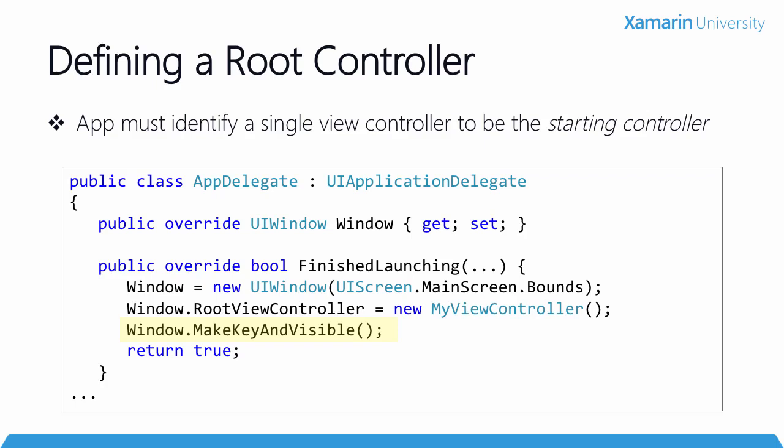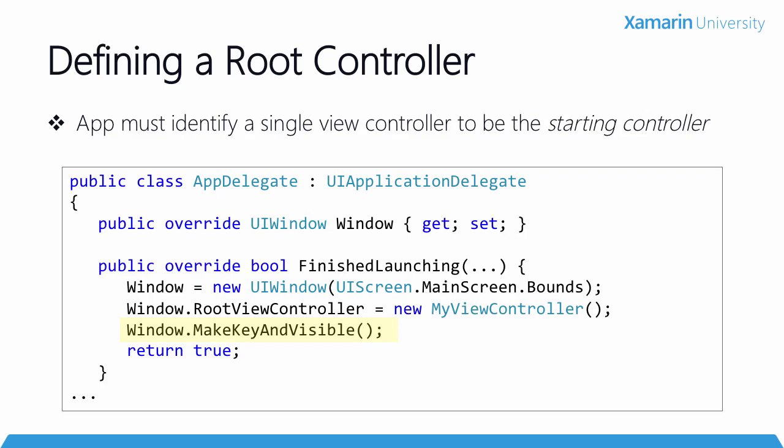So these 3 lines of code that create the window, assign the root view controller, and thereby assign the view, and then the call to makeKeyAndVisible are the 3 things that are required to actually get a screen up onto the device. Now you can program them just like we've done here in finished launching, or you can rely on the storyboard to do this work for you.